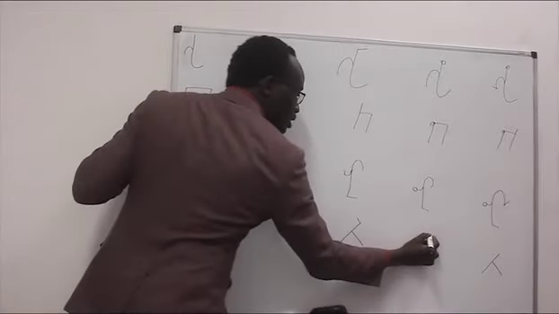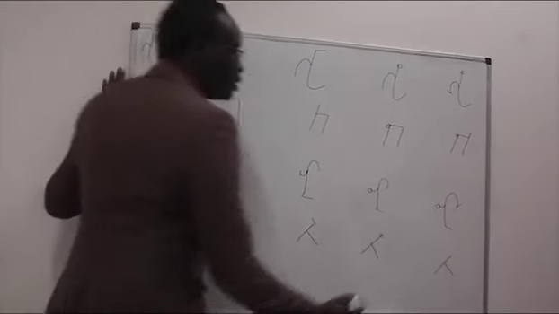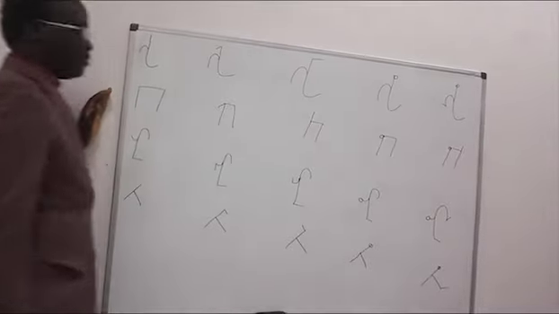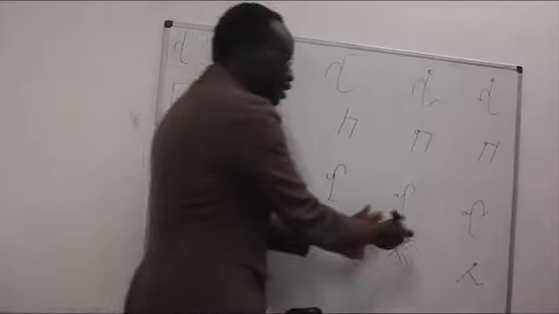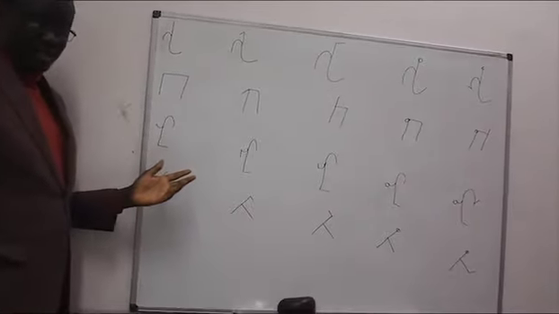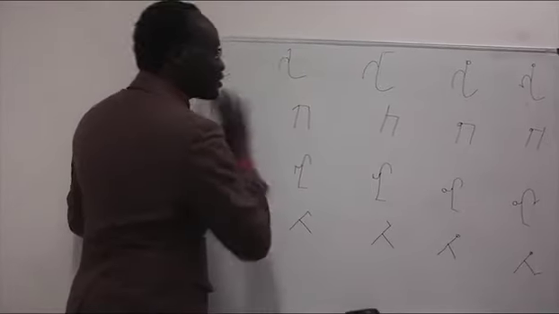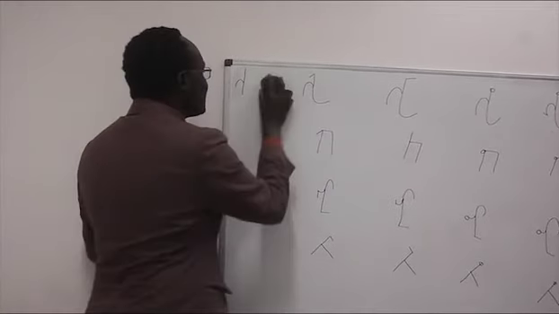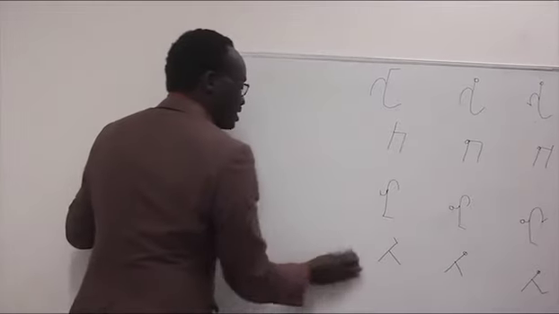Ka is like that. Now, here comes the fun part. How do we write Ku? Ku is this plus that. That's Ku. So Ka, Ke, Ki, Ko, Ku. Make it simple for you. And that's why I love Swahili. Swahili is so simple and so understandable. After Ka, we're going to go to La.